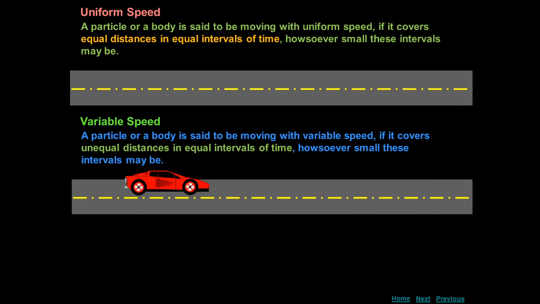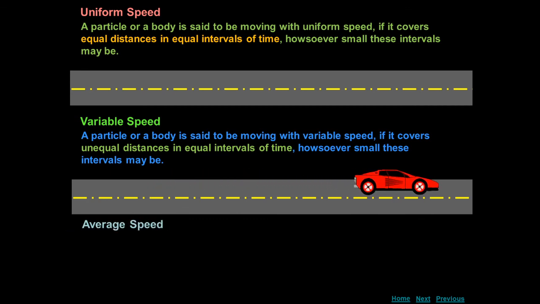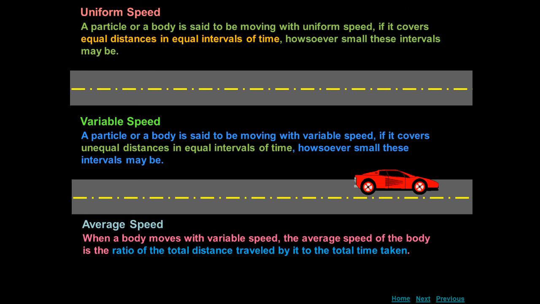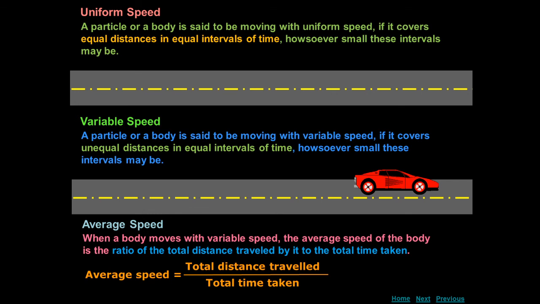Once again, see, now what is the average speed? When a body moves with variable speed, the average speed is the ratio of total distance travelled by it to the total time taken. That is average speed. So average speed is equal to total distance travelled by total time taken, or V average equals S total by T total.